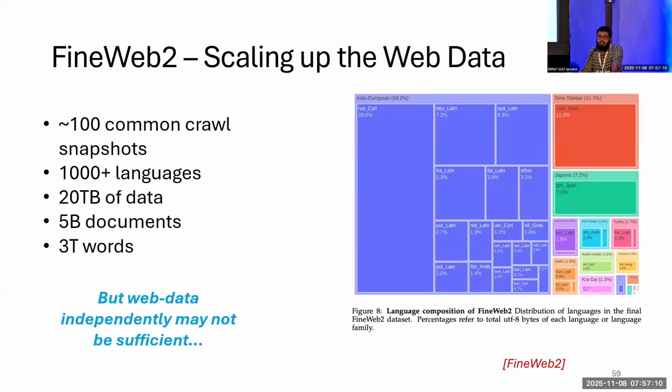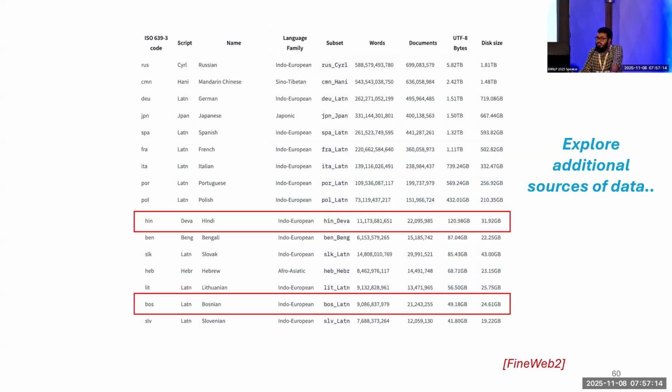But web data independently may not be sufficient. Just to show this, this is the table of the data in FineWeb for different languages. If you look at Russian, that's about 600 billion words. And then as we come down the line, Hindi is just about 11 billion words. Bosnian is just about 9 billion words, which is hardly anything. So you need to explore additional sources of data. Web may not be the only way in which you could get data for these languages.